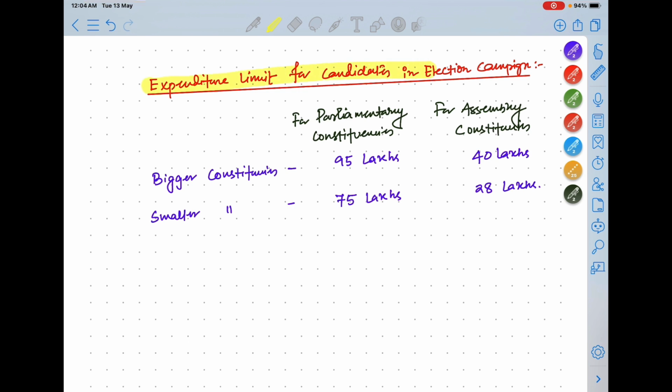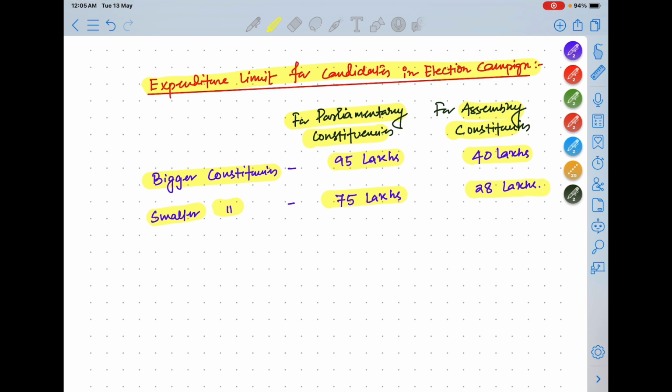Next, the important thing: the expenditure limit for candidates in an election campaign. Suppose I want to contest an election, so I have a limit on my expenditure. According to the Representation of the People Act, I cannot spend as I wish. There are some limitations. There are two types of election, parliamentary and assembly. In bigger constituencies the limit is 95 lakh for parliamentary and 40 lakh for assembly, and in smaller constituencies it is 75 lakh for parliamentary and 28 lakh for assembly.